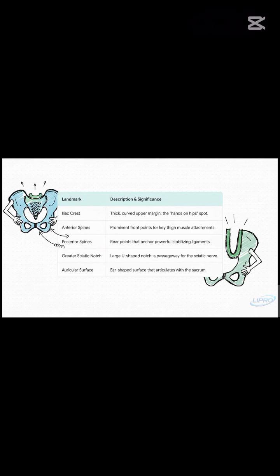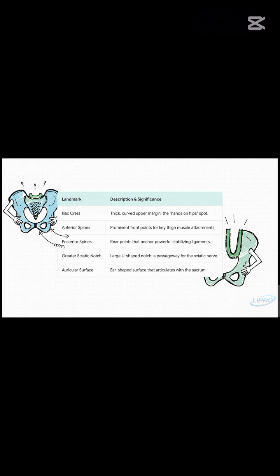First, we've already mentioned the iliac crest. That's the hands-on-hips spot. Then, on the front, you have these two points, the anterior superior and anterior inferior iliac spines, or ASIS and AIIS for short. These are major attachment points for key thigh muscles. On the back, you have similar posterior spines that anchor powerful ligaments.